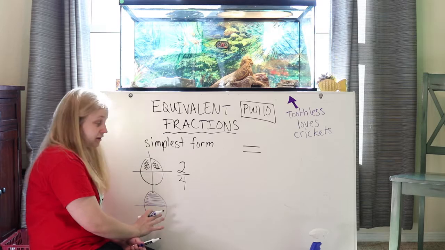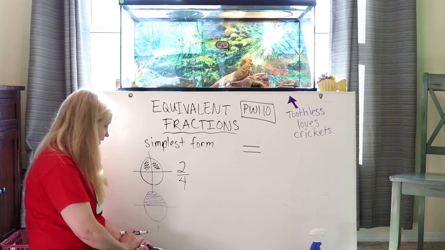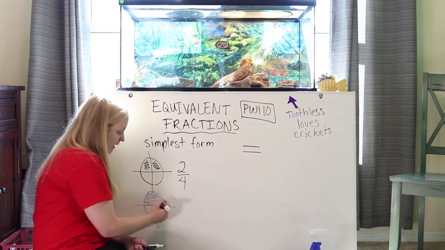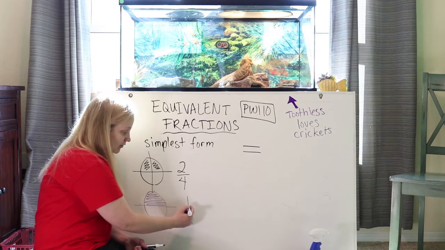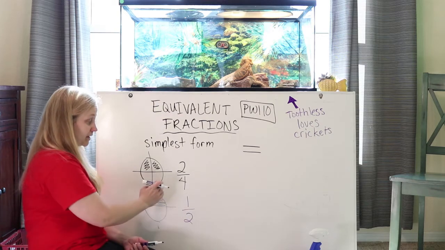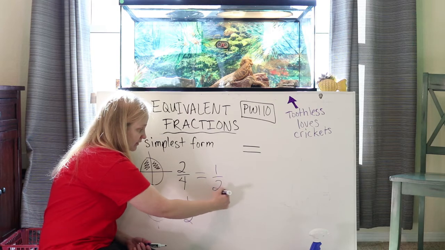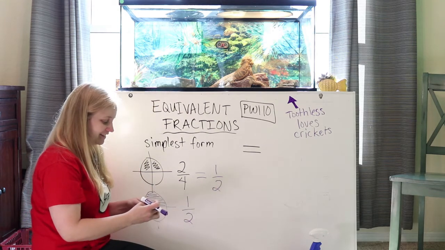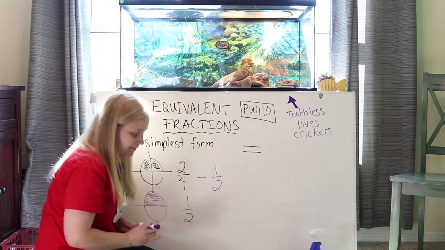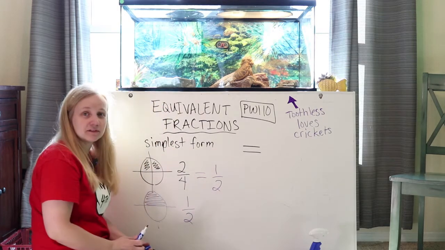Same size circle, same amount of pizza or cookie or pie or whatever taken, but I write it in a different way because in this one I only broke it into 2 and I only took one of them. But 2/4 equals 1/2. How did we get there? We divided. Isn't that exciting? This fraction is going to be what we call simplest form.